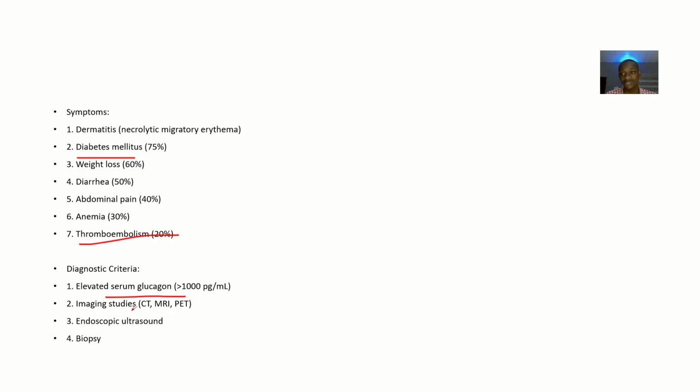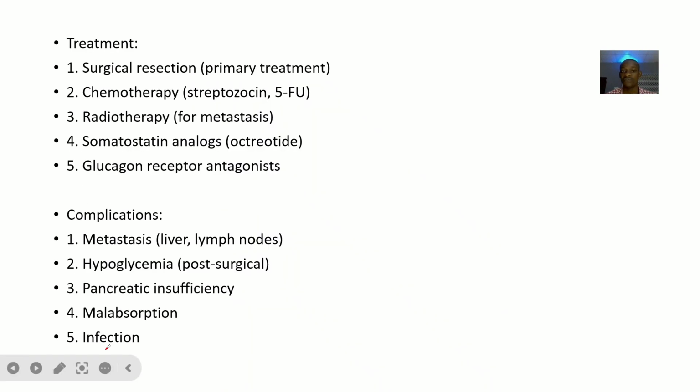Right. So the diagnosis criteria is when you check the serum glucose levels, you find them elevated. You do imaging tests like CT scan, MRI, PET, and you find out that there is a tumor growth in the pancreas, right? The endoscopic ultrasound and also biopsy can also help confirm further. Treatment is surgical resection, using chemotherapy, using radiotherapy, using somatostatin analogs like octreotide, using glucagon receptor antagonist.